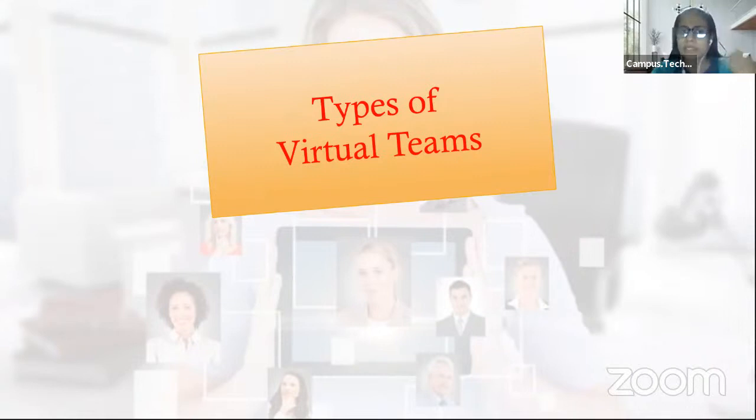You might be thinking, how can there be different types of virtual team? Virtual just means one thing: the people are working from different geographical locations, or working from home. The only thing is that they are not working in the same place. Let's say they are not sharing a common place of working. So when people are not sharing a common place of working, from whichever location they are working, the teams are called virtual teams.